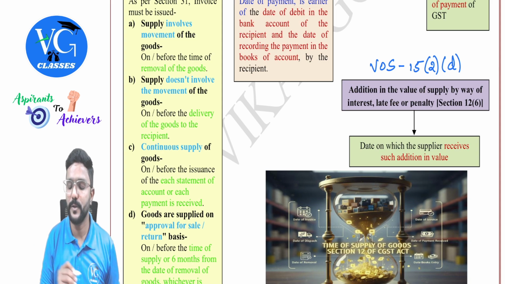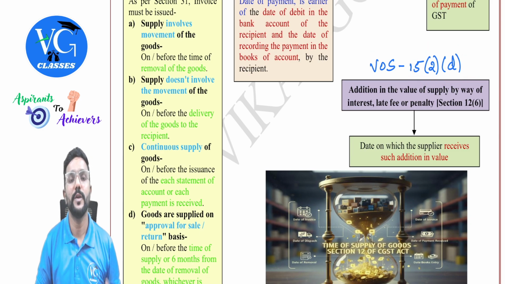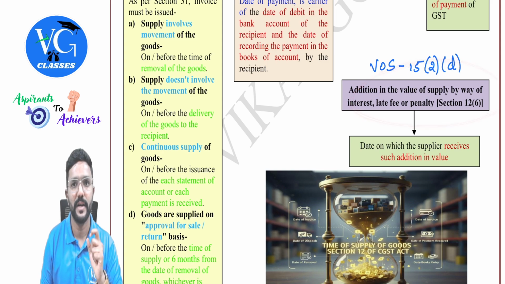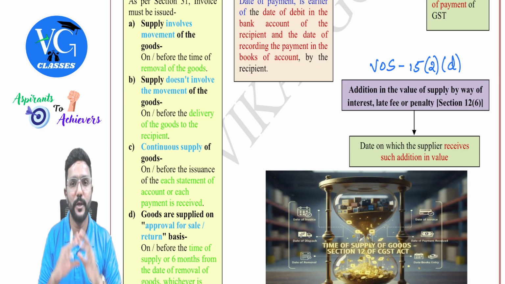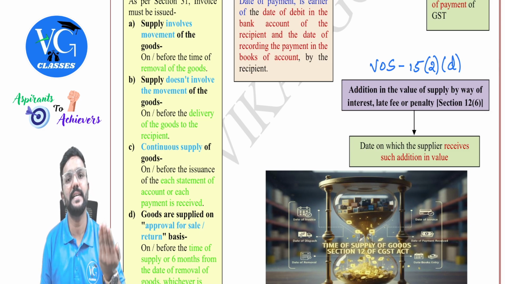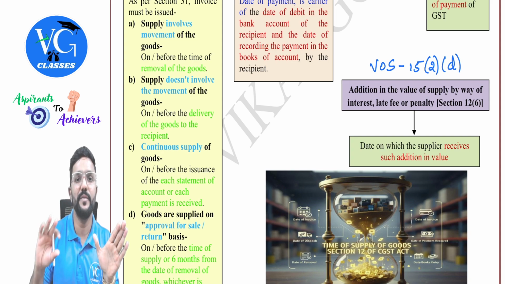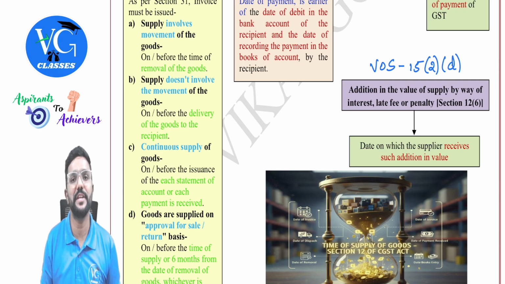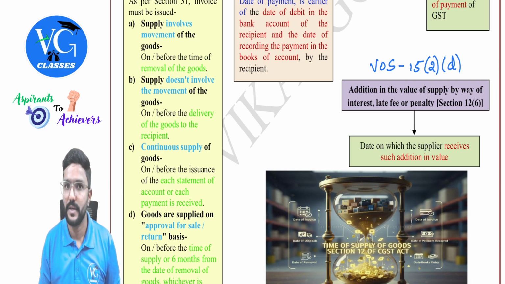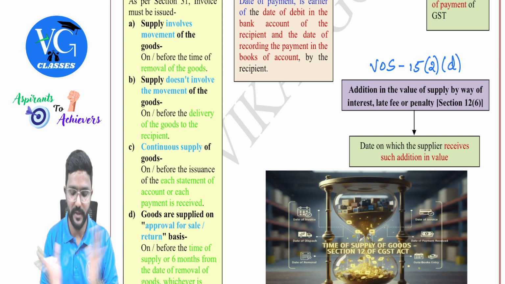Got it? Yes. I will also explain this concept when we go to the value of supply under section 15. This point is covered. Clear? Because when interest, late fee or penalty is received, there are two ways to treat it. Should we consider it as inclusive of GST or exclusive of GST? It depends on what information is given in the question, guys. Is that clear? Yes, sir.